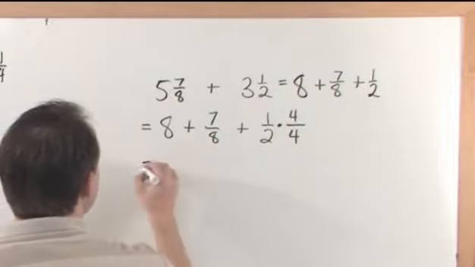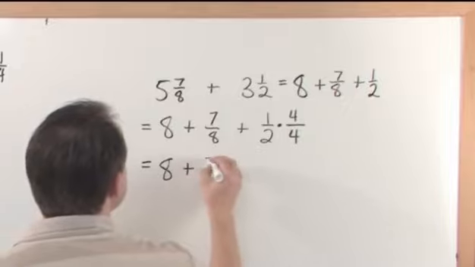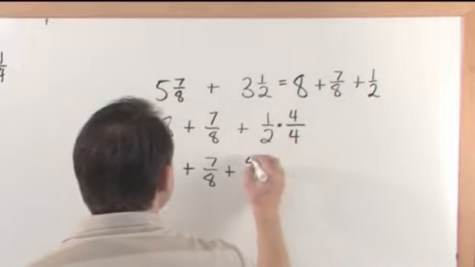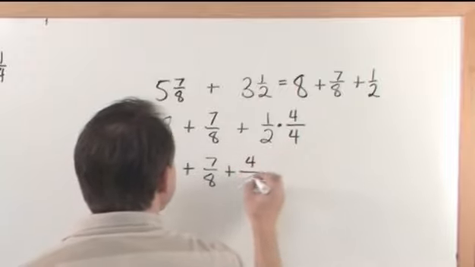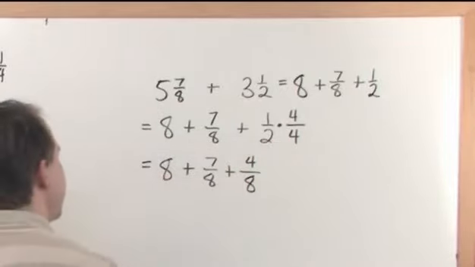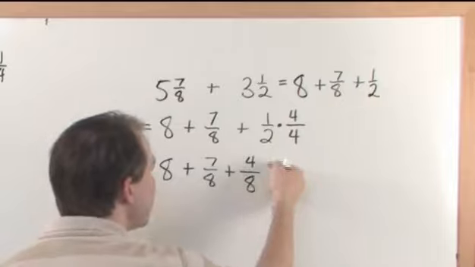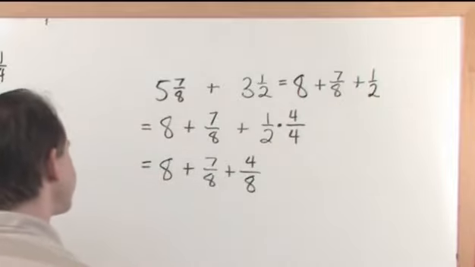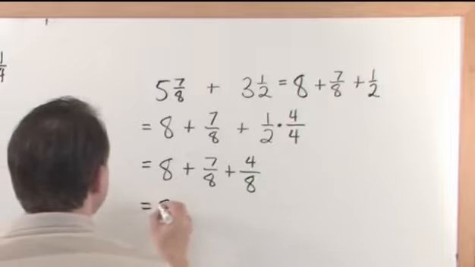So what I'm going to have is 8 plus 7/8 plus 1 times 4 gives me 4. 2 times 4 gives me 8. So I've just done this multiplication here. Now again, 4/8 looks different, but it is not. It is exactly the same thing as 1/2. So now I can do this addition.